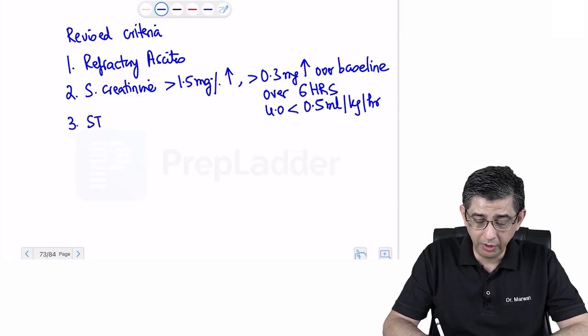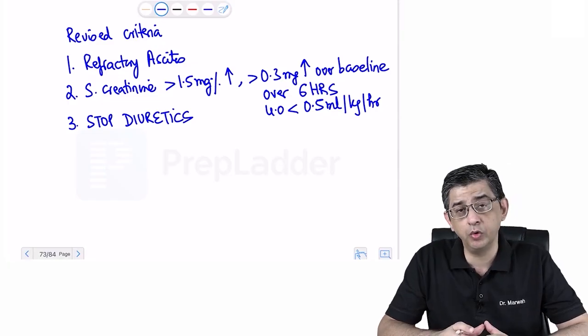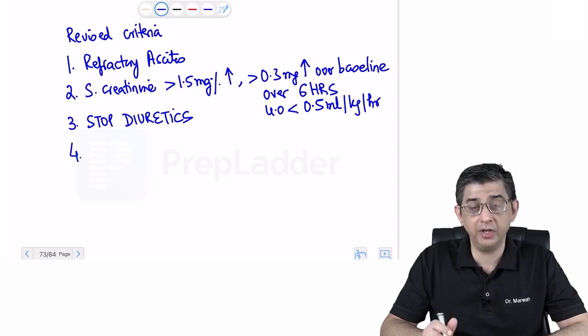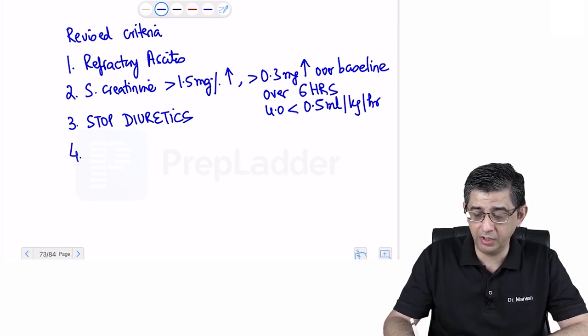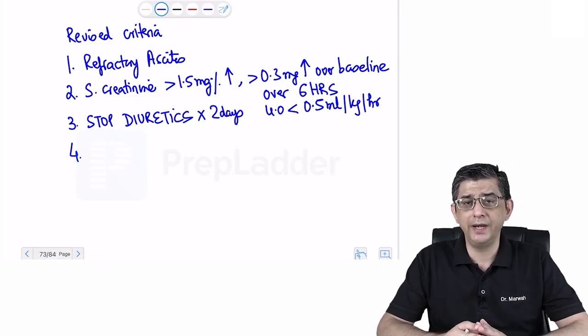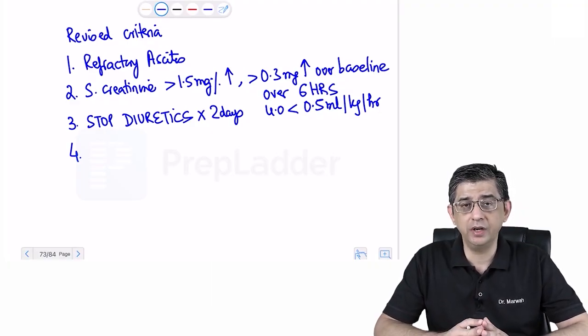So what are you going to do in this patient? You are going to stop all diuretics. Why? Because diuretics when given in excess can contribute to dehydration. Dehydration can contribute to a renal malfunction as well. You have to stop the high dose diuretics which are already being given in this patient for the next 2 days. And for point number 4, ideally they say that you should be putting a center line as well as a Foley's catheter in the patient.